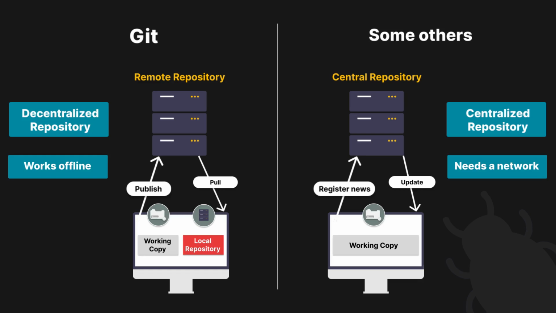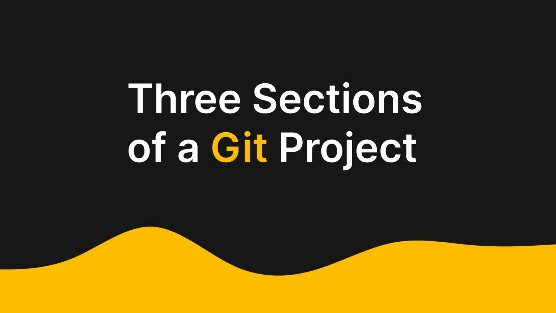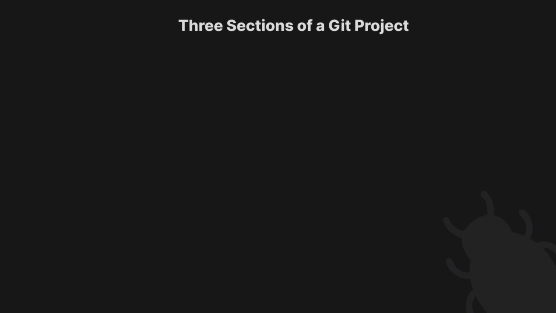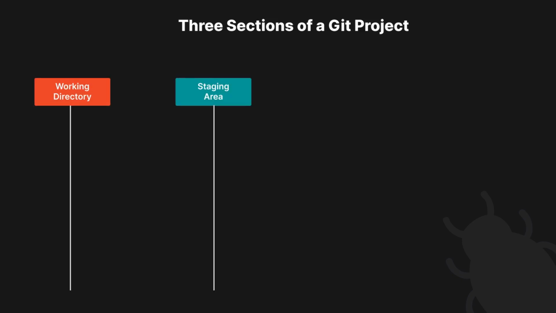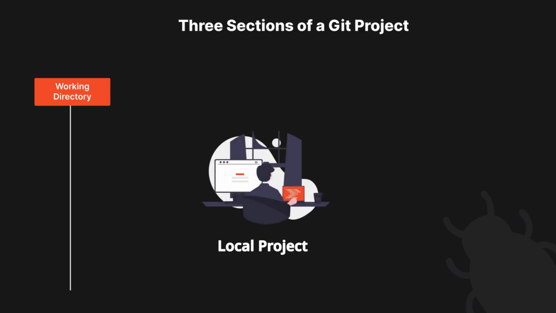Git is amazing, right? The three main sections of a Git project. A Git project has three main sections: the working directory, the staging area, and the Git directory. The working directory is the local folder where you are working on your project. It's where you make modifications to your files and then use Git commands to add those changes to the stage and eventually save the changes in the repository.